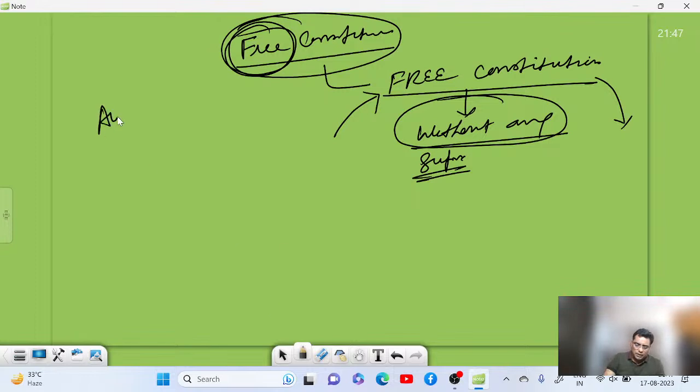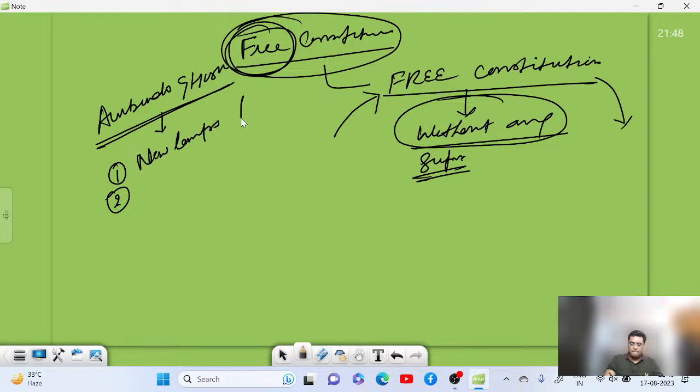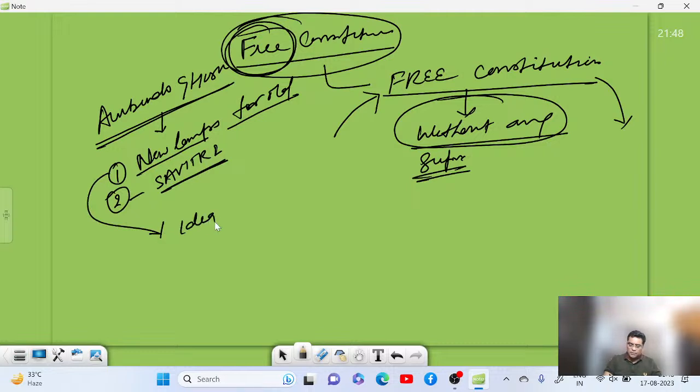Arvind Ghosh is rightly called the father of extremism in India. Arvind Ghosh wrote two books: New Lamps for Old, and the second is Savitri. In New Lamps for Old, he explained the doctrine of passive resistance.